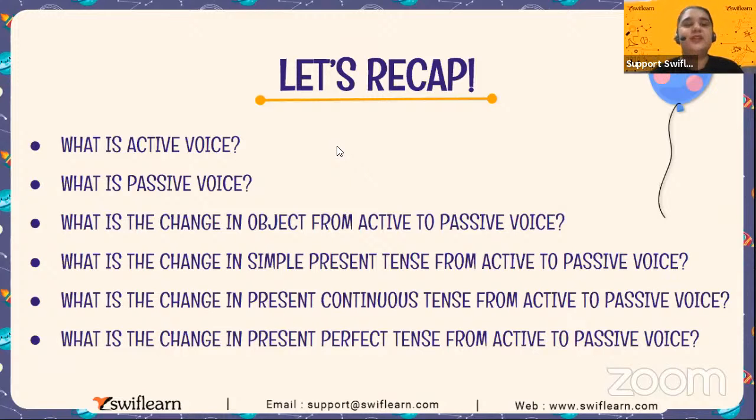Now let's come to the third. What is the change in object from active to passive voice? Object is becoming subject. When we convert active voice into passive voice, the object becomes your subject and the subject becomes your object. Now tell me, what is the change in simple present tense from active to passive voice? We did it already, yes?